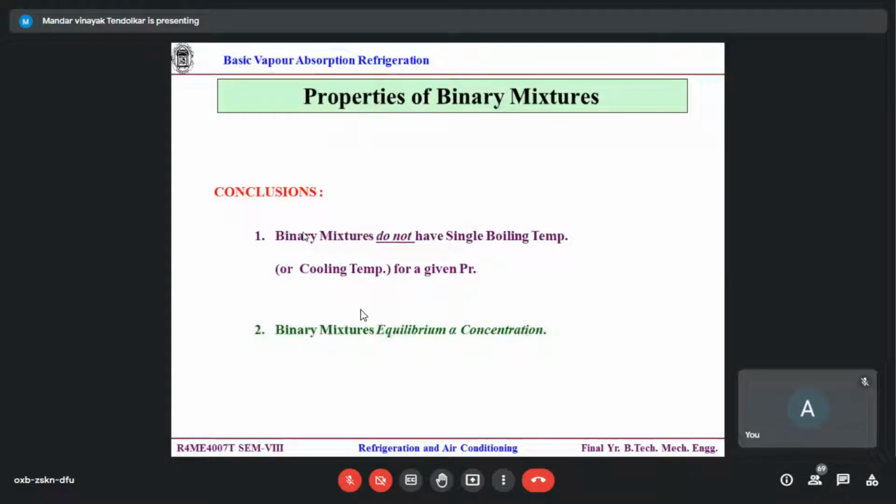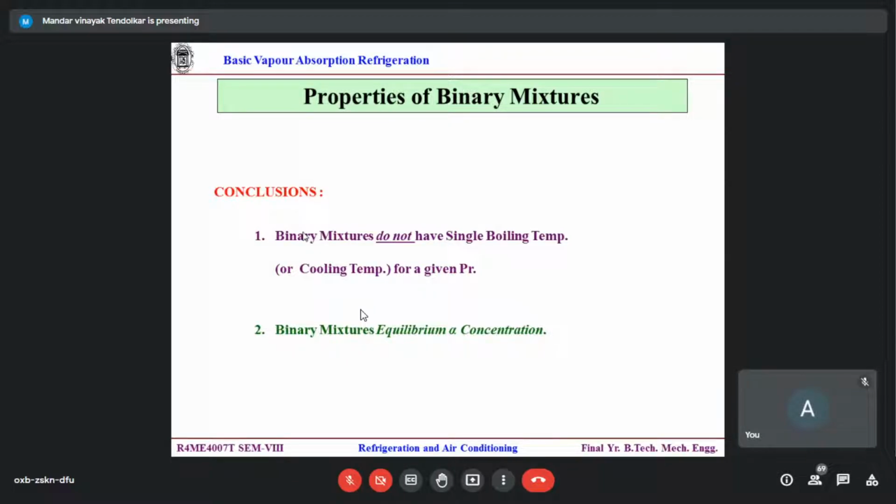Correct? We have seen latent plus sensible. Latent for one component, sensible for the other component. So it can have any value. And as you change the concentration, again that temperature differs. Correct? And binary mixtures only will remain in equilibrium for a given concentration. What I'm trying to say is this phase change, that means distance 2 to 5, whatever is the corresponding temperature, T5 minus T2, is valid for a particular concentration. You change the concentration, 2 dash and 5 dash are different.